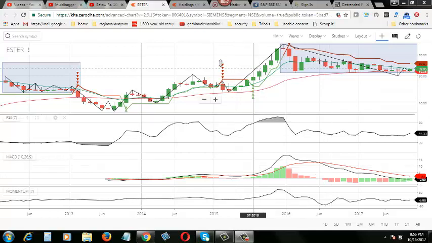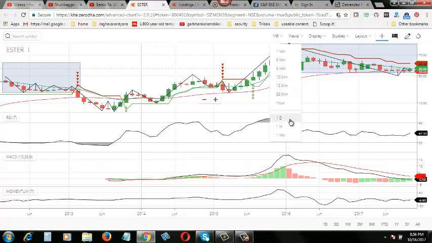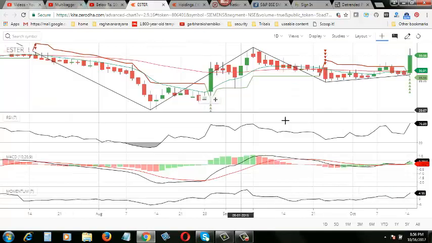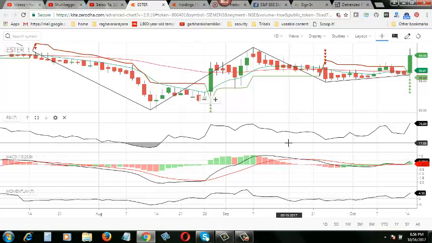First I would like to focus on swing trading. For that, I am going to see the day chart. This is the day chart for Ester Industries.